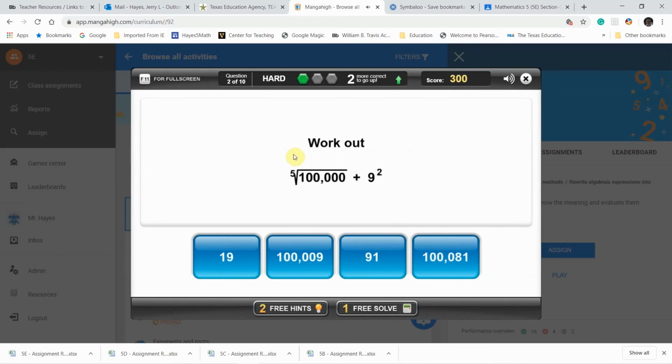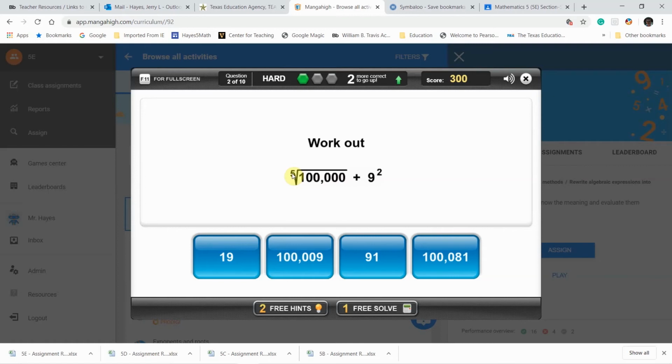Work out the fifth root of 100,000. So what's the fifth root of 100,000? What's that asking you to do? Basically, it's asking you to find out what times itself 5 times would equal 100,000.